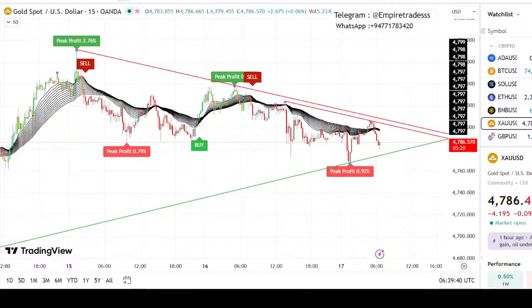Choosing between manual and automated forex trading depends on various factors, including your trading style, experience level, and personal preferences. Here's a detailed comparison to help you understand the differences and make an informed decision.